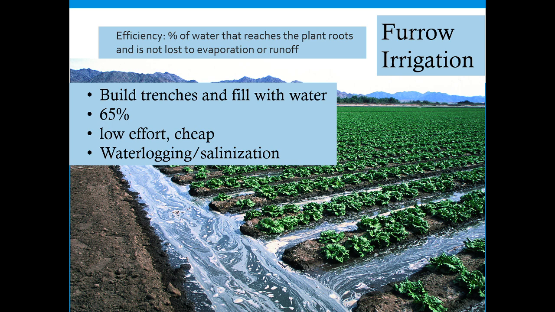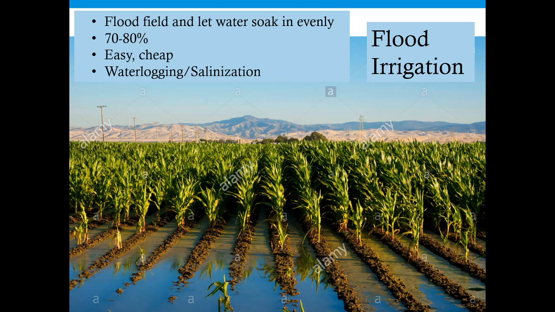The first irrigation method we're going to look at is furrow irrigation, where you build trenches and you fill them with water. About 65% of the water reaches the plant roots and is not lost to evaporation or runoff. It's low in effort and it's very cheap to do, but obviously this can lead to waterlogging and salinization.